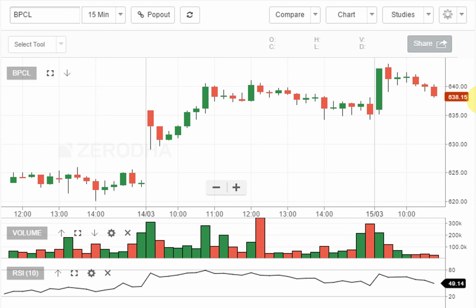So BPCL is coming down to the support level, which is at 635. You can just have a look at that.